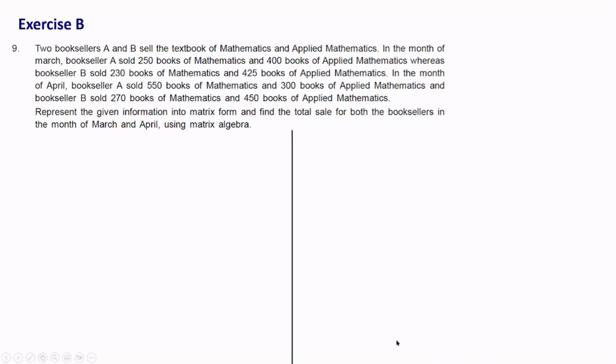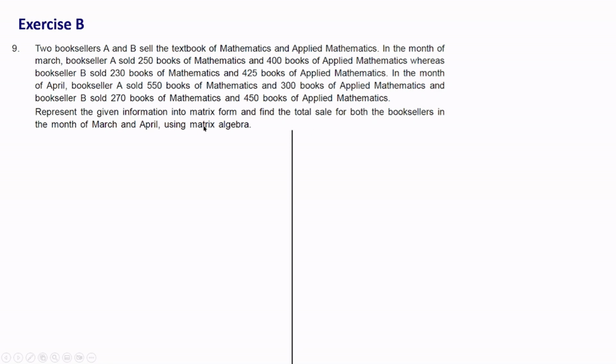Moving on to the next question. Ninth question. Here is a word problem on matrix. Two booksellers A and B sell the textbook of mathematics and applied mathematics. In the month of March, bookseller A sold 250 books of mathematics and 400 books of applied mathematics, whereas bookseller B sold 230 books of mathematics and 425 books of applied mathematics. In the month of April, bookseller A sold 550 books of mathematics and 300 books of applied mathematics, and bookseller B sold 270 books of mathematics and 450 books of applied mathematics.